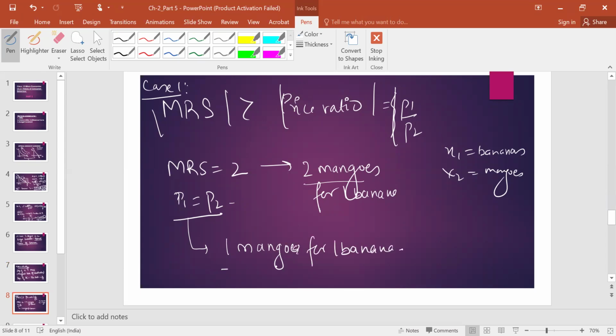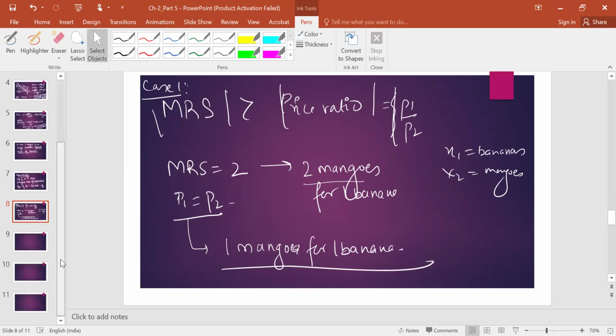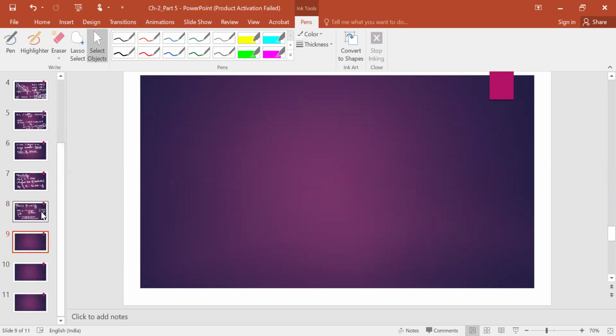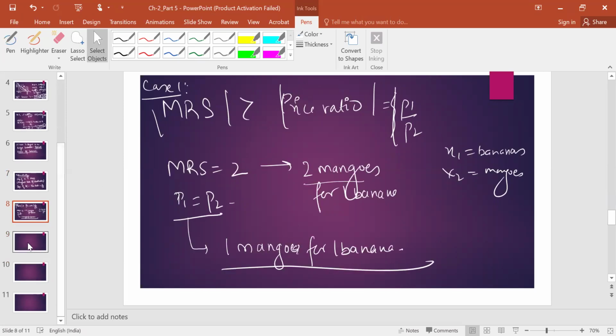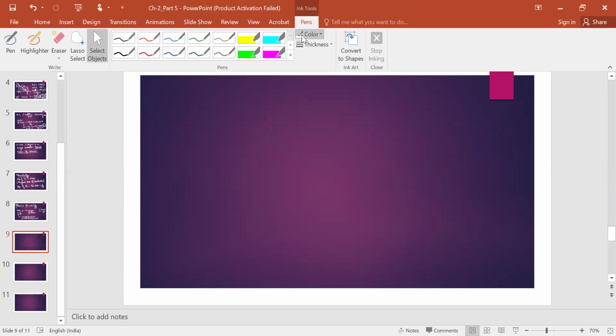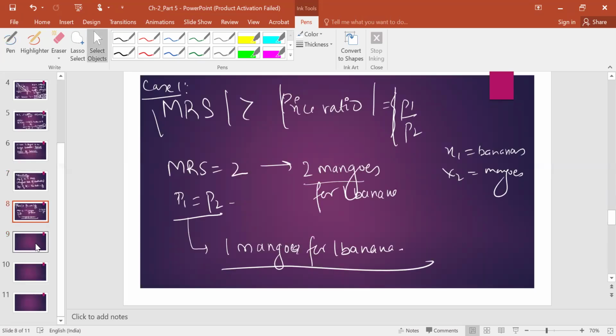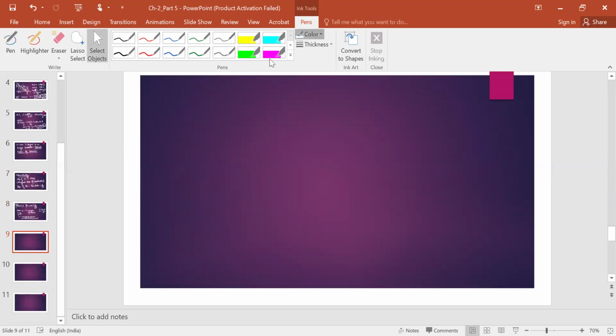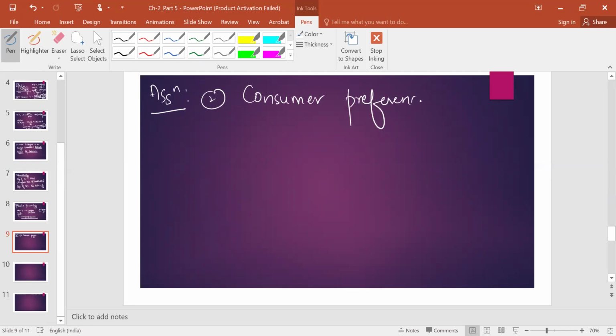Okay. So it means there is some scope of getting a higher level of consumption bundle, which gives him a higher level of utility, because we are assuming that the consumer's preferences are monotonic. There's another assumption we are making, the second assumption: the consumer preferences are monotonic.